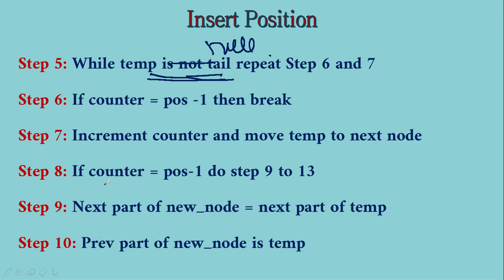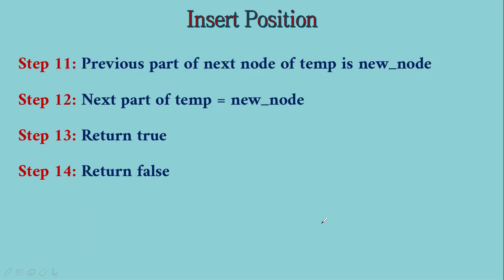Otherwise, when you come out, you are checking whether your counter is equal to position minus 1. Then we can do step number 9 to 13, where we are changing the pointers as we discussed. Next part of new node equal to next part of temp, previous part of new node is temp, right? All those changes we are making. Previous part of next node of temp is new node, right? And next part of temp equal to new node, and we will return true.